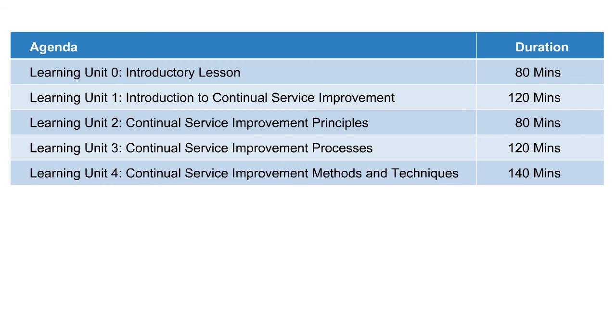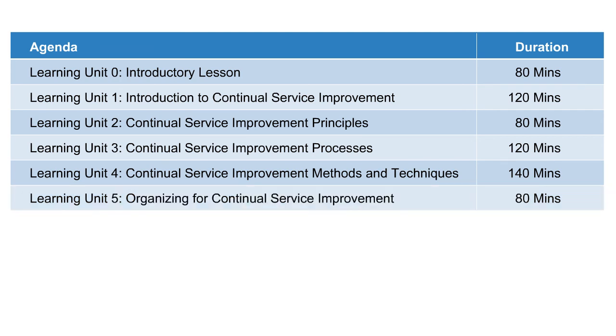Learning Unit 4 covers the continual service improvement methods and techniques. This learning unit provides a wide variety of methods and techniques that can be used in the CSI activities ranging from soft and vague to factual and scientific, often providing either both or a mixture of qualitative and quantitative measurement results. Learning Unit 5 talks about organizing for continual service improvement. This learning unit covers various aspects to be considered while implementing CSI.